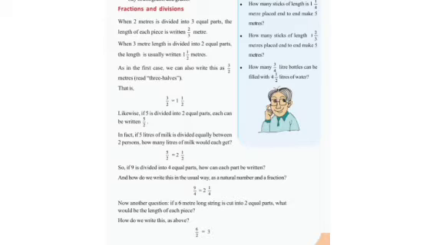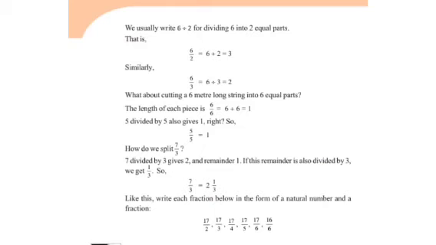And look, now another question. If a 6-meter long string is cut into 2 equal parts, what would be the length of each piece? From our earlier question, we know that total divided by number of parts, that is 6 by 2, which is equal to 3. Here, we get a natural number. We usually write 6 by 2 for dividing 6 into 2 equal parts. That is, 6 by 2 means 6 divided by 2. Both are same. Result is 3.